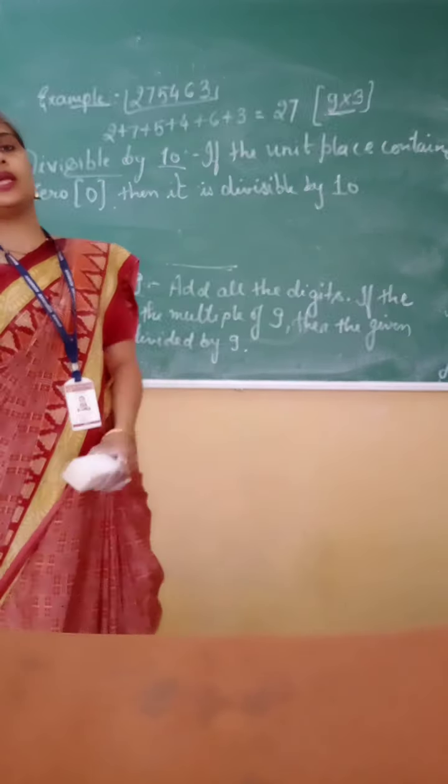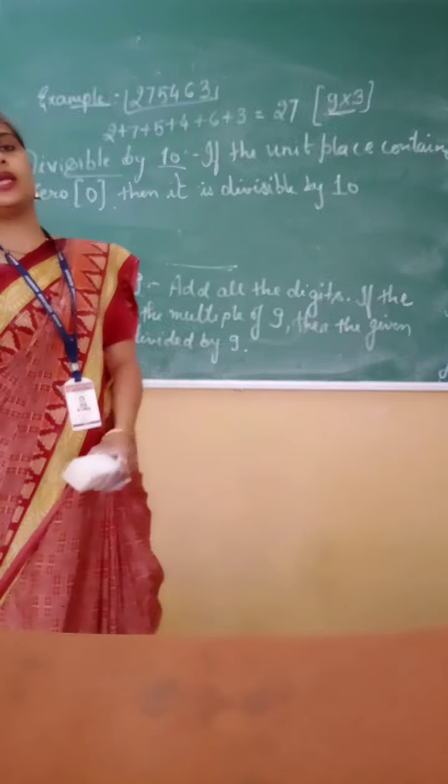If ones place has 0, then we can easily say that the number is divisible by 10. Okay, understood? Example 240, 1938250, and so on. Any of the number having 0 at its ones place.